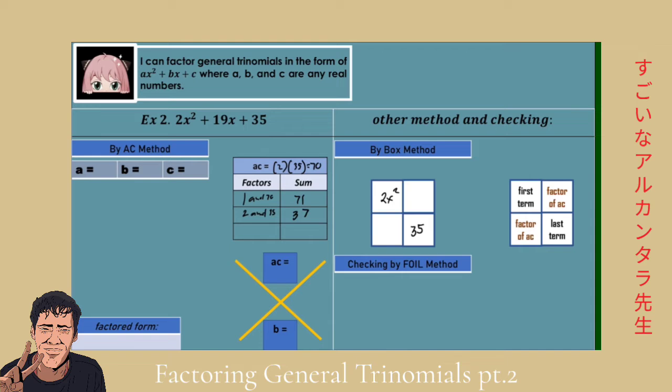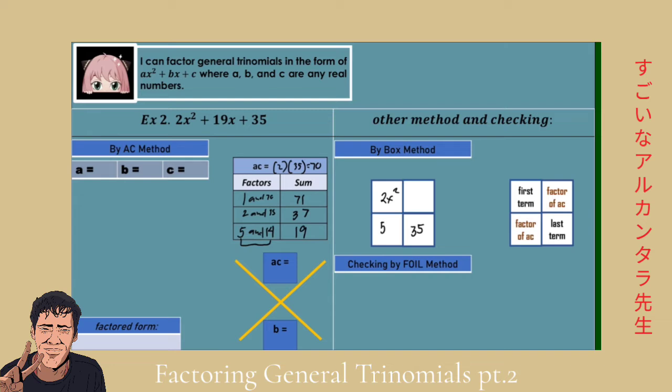But if we use 4? No, 4 is not possible. But if we use 5 and 14, that's equal to 70, and that's equal to 19. So therefore, we're going to use 5 and 14 as our pair of factors that will be the add-ins for 19x with the factors of AC.